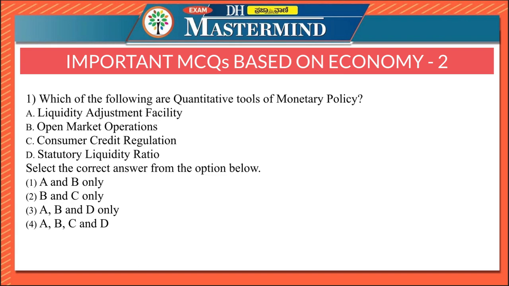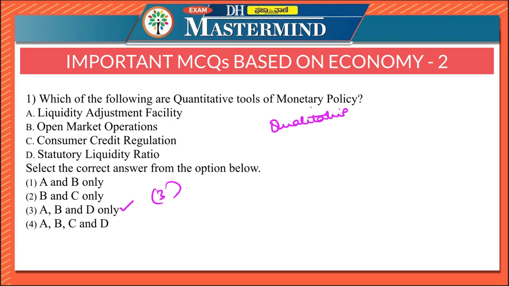First question: which of the following are quantitative tools of monetary policy? Liquidity adjustment facility, open market operations, consumer credit regulation, statutory liquidity ratio. So here A, B, and D form quantitative tools of monetary policy. Therefore, here the right option is option 3, A, B, and D only. So there are two types of monetary policy instruments: quantitative and qualitative.